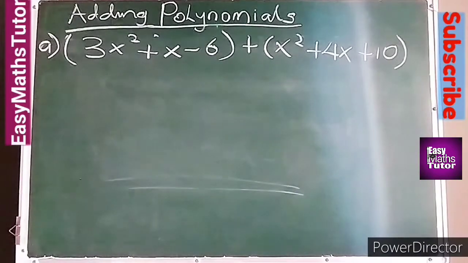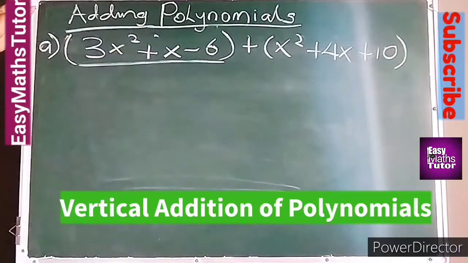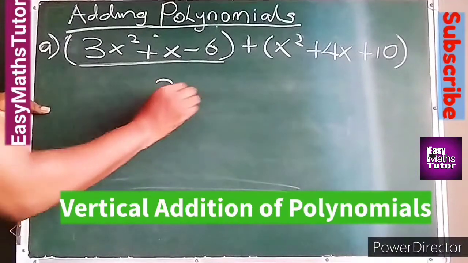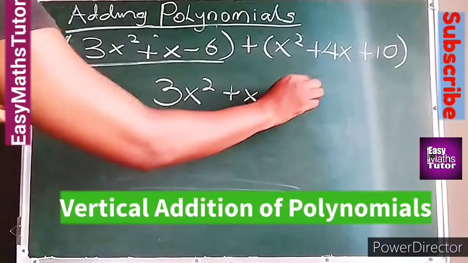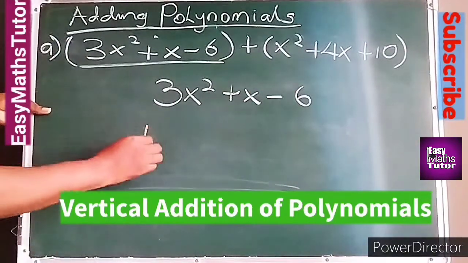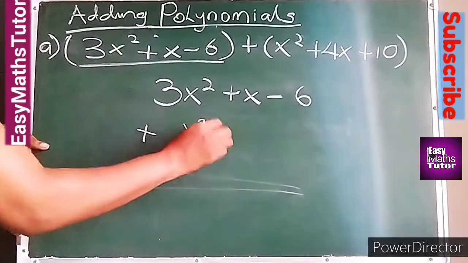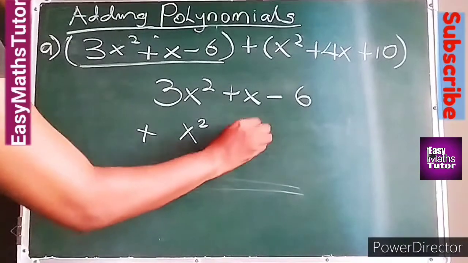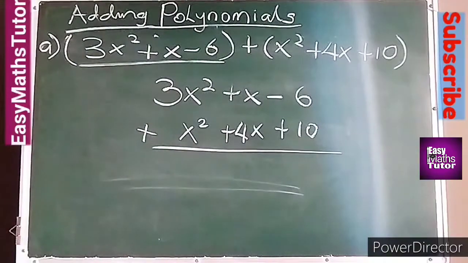All right, so we're going to add this vertically. The vertical way of adding polynomials is just a way of rearranging these polynomials, right? So we're going to write it in a vertical method. First of all, write the first polynomial, which is 3x squared plus x minus 6. Then we're going to write the other one, x squared plus 4x plus 10. Then we're going to add it up.